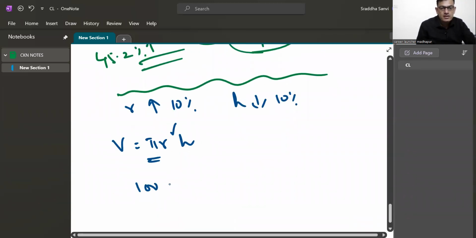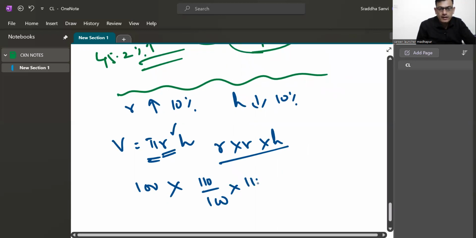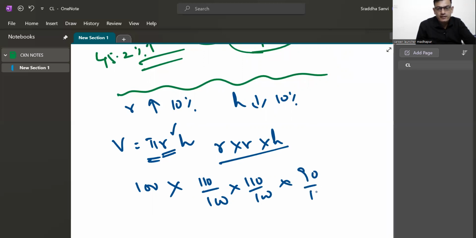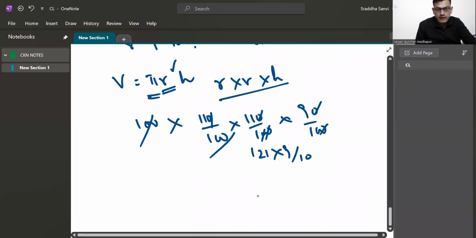I will assume that initial value is 100. R squared, which is R into R into H. For me, there are three variables. R increased by 10%, 110 by 100, again 110 by 100, into H, 10% decreased, 90 by 100. When I simplify the expression, the zeros get cancelled. The value will be 121 into 9 by 10. 9 2s are 18, 81, 9 plus 1, 10 by 10.